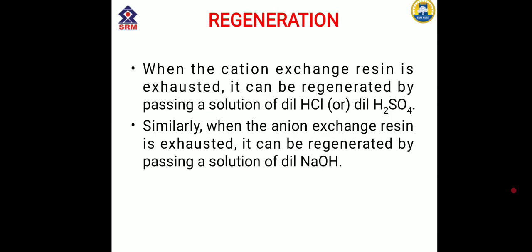Regeneration. When the cation exchange resin is exhausted, it can be regenerated by passing a solution of dilute hydrochloric acid or dilute sulfuric acid. Similarly, when the anion exchange resin is exhausted, it can be regenerated by passing a solution of dilute sodium hydroxide.